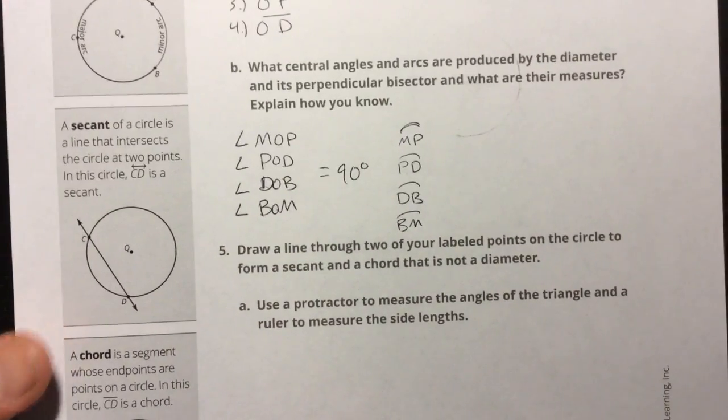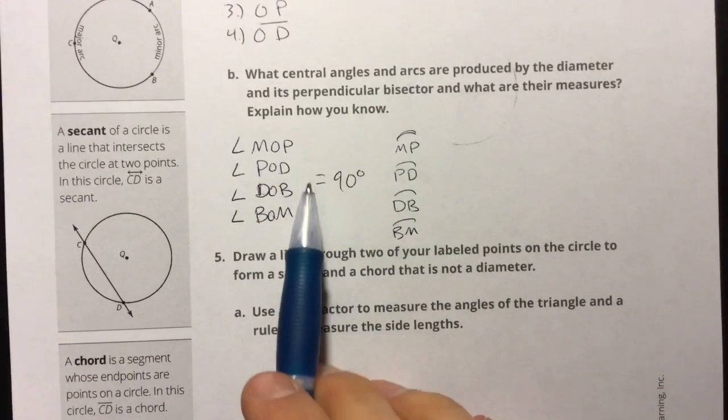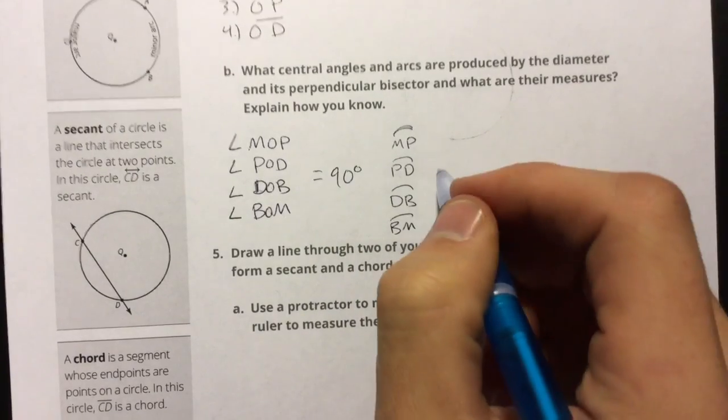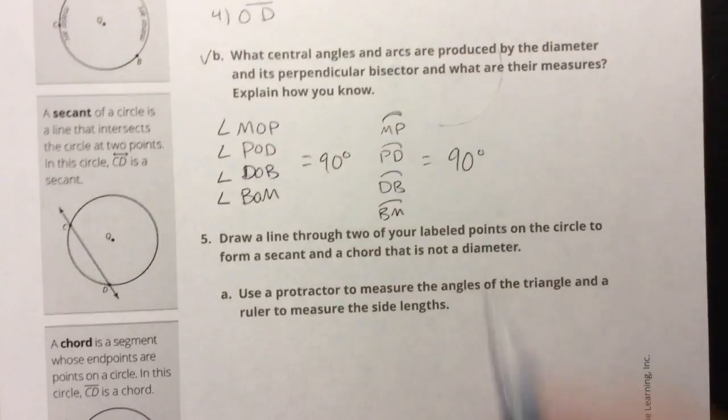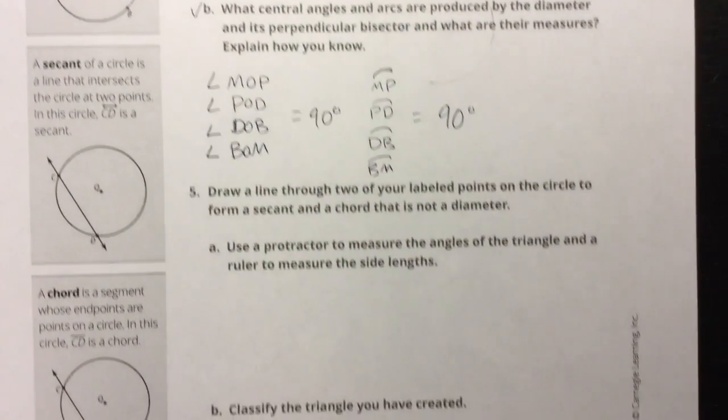All right. So those are the arcs, and then what are their measures? So we said that all these angle measures were 90 degrees. Similarly with all of our arcs, they're also going to measure 90 degrees. And so now we are done with part 4B. Now we are on to 5.